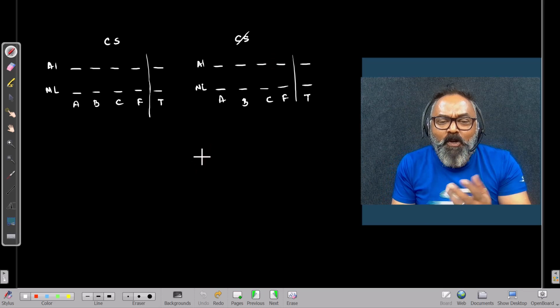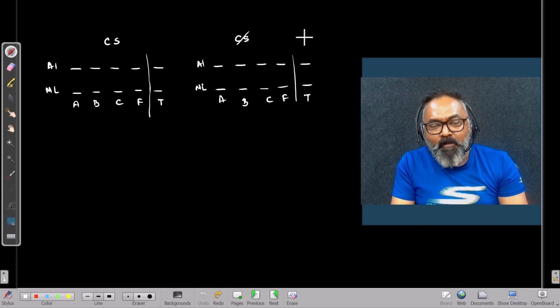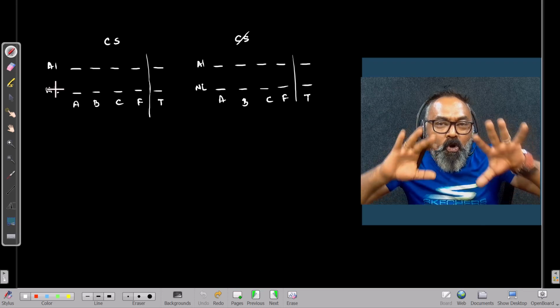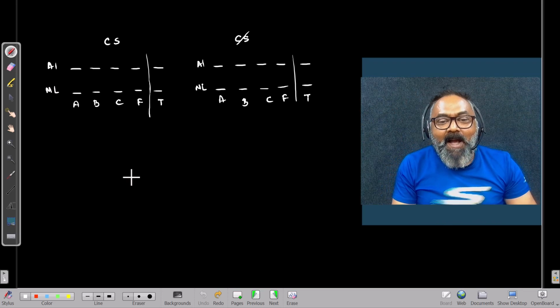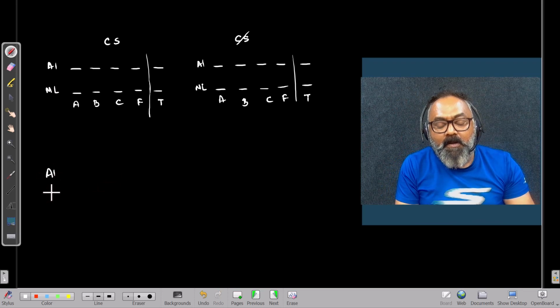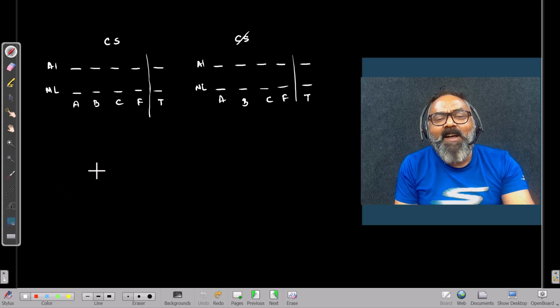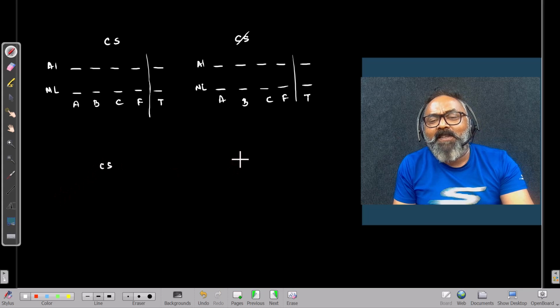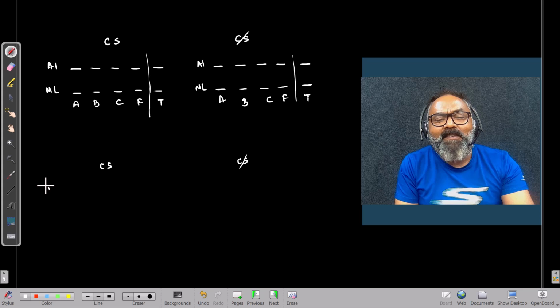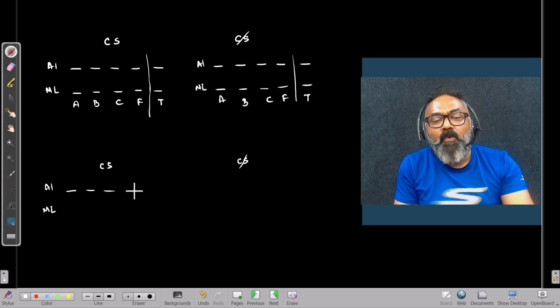So what I'll simply do is, this board here that you can see, I'm going to call my working board, and I'll also create another board, just to ensure that nothing is cluttered. AI, ML, 1, 2, 3, 4, 5. 1, 2, 3, 4, 5. A, B, C, F, and the total.